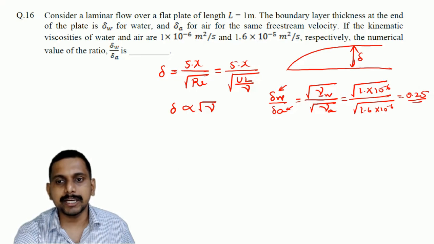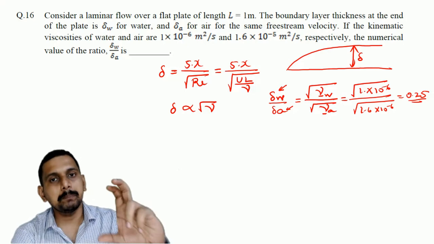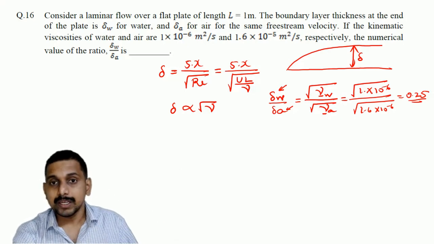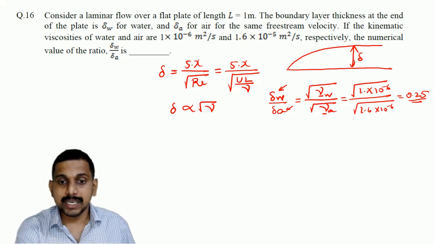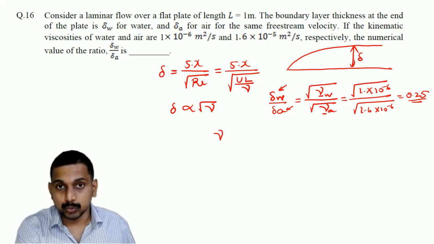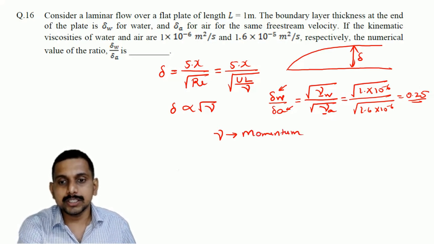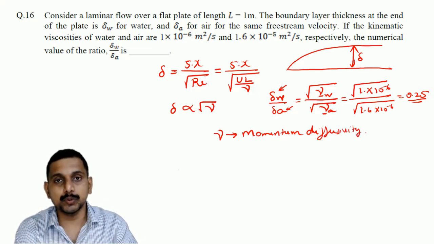Now one thing you can observe here, students, is that delta W is lesser than delta A, and what is important is the kinematic viscosity. Bigger the kinematic viscosity, bigger the boundary layer thickness is. Now why is this the case? See, this nu, which is kinematic viscosity, is also called momentum diffusivity. So bigger the momentum diffusivity, bigger the boundary layer thickness.